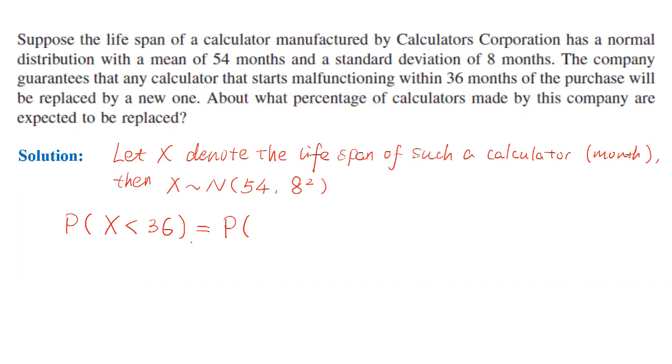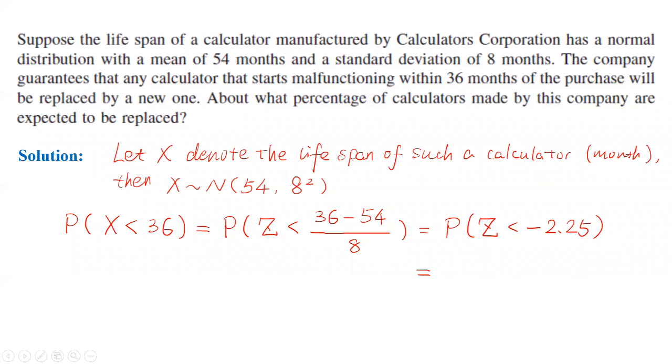Again, we cannot look up this value from the table directly. So first you need to convert X to Z. And at the same time, the right-hand side of the inequality has to undergo the same transformation, which is minus the mean divided by the standard deviation, so Z is less than 2.25. Okay, then we can find this probability from the standard normal distribution table.